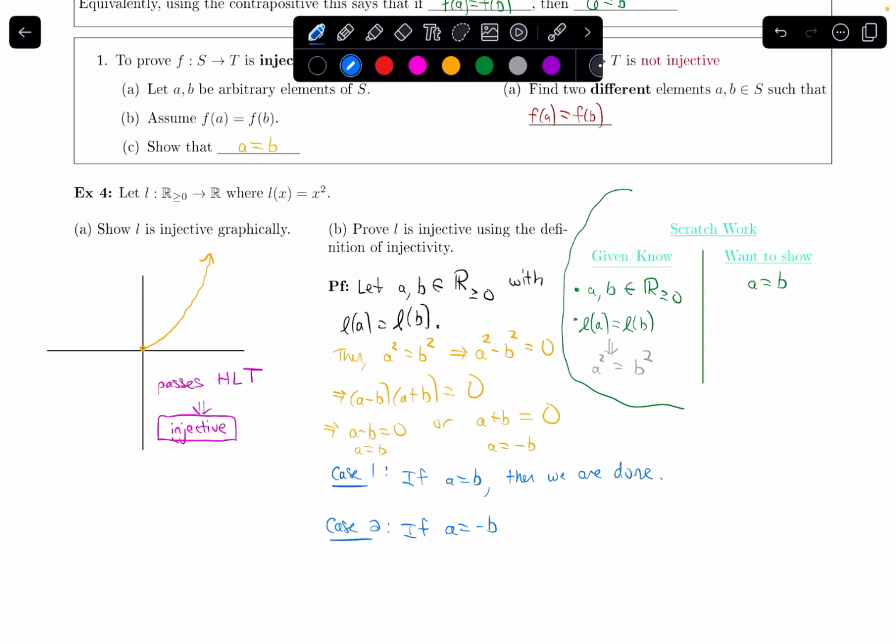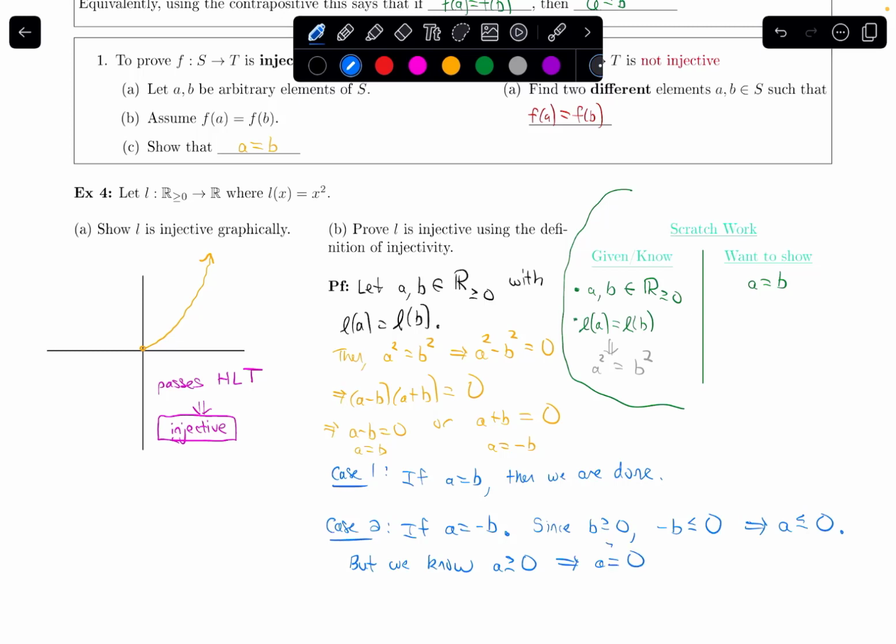One of the things that I know about A and B is that they're both greater than or equal to 0. So since B is greater than or equal to 0, this means that negative B would be less than or equal to 0. A is equal to negative B, so this would imply that A is less than or equal to 0. But we know from earlier that A is also greater than or equal to 0. That's what we assumed is true. So for A to be greater than or equal to 0 and less than or equal to 0, the only way that can happen is if A equals 0.